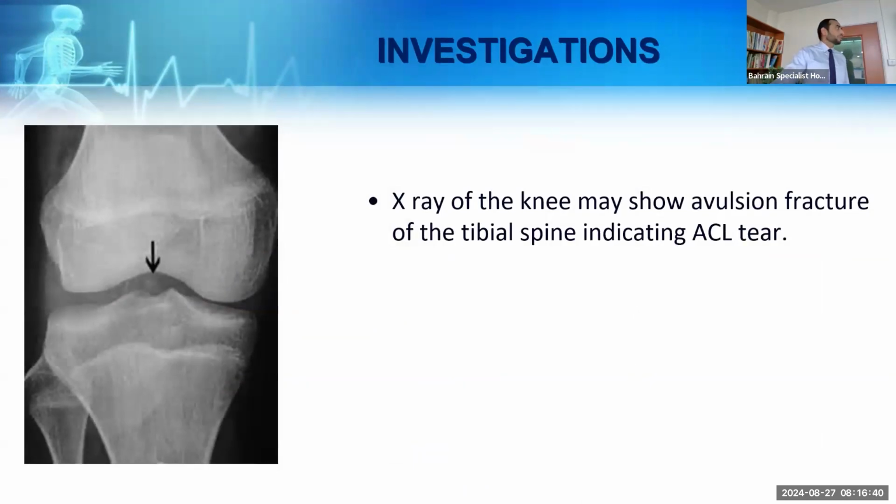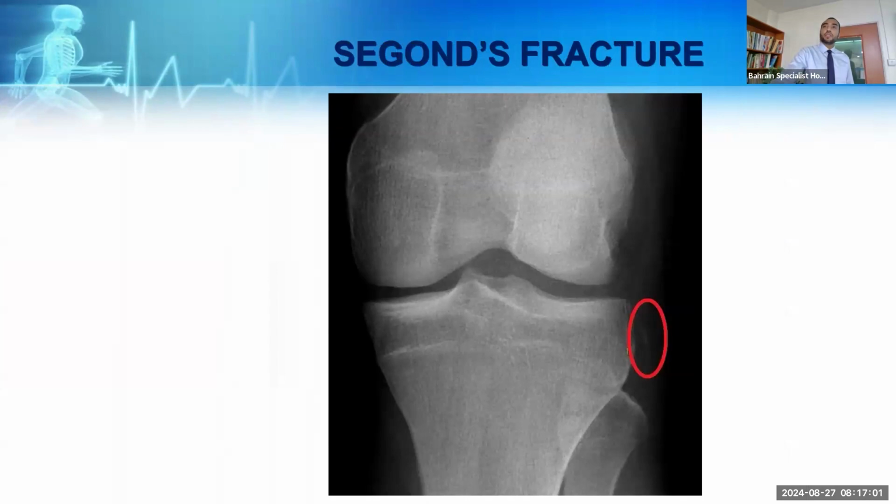Investigations. The basic investigation to start with is the X-ray, but not always can you diagnose an ACL tear on the X-ray. Sometimes, as I discussed, in one type of tear there is an avulsion of the anterior tibial spine. In such cases, you can see an avulsion fragment of the anterior tibial spine. In some cases, you can see avulsion of the lateral condyle of the tibia. This is called a Segond fracture. Most commonly, it occurs because of the attachment of the anterolateral ligament over the proximal part of the tibia.